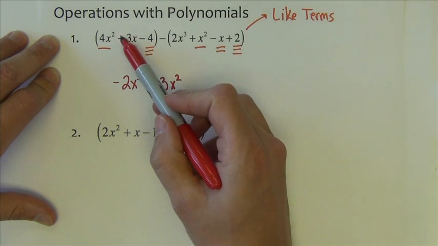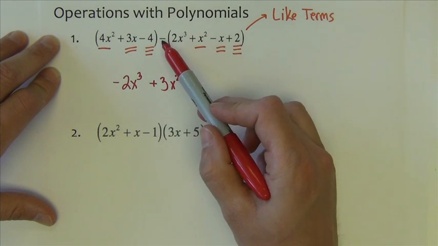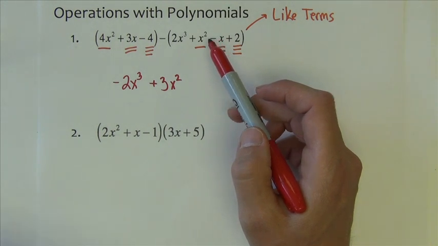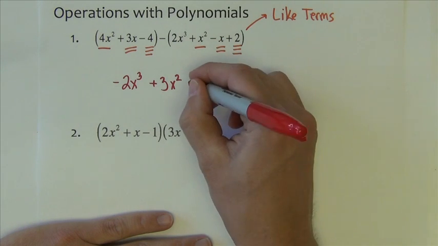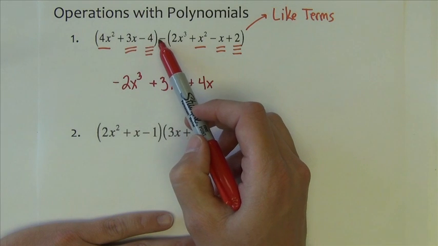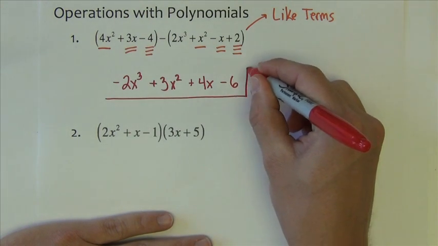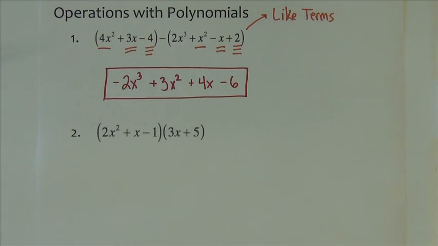Now I'm going to look at the x's. I've got 3x over here, I'm going to take away negative x. Taking away a negative, as we all know, is the same as adding. So 3x minus negative x turns into 4x. And then now the real numbers, I've got negative 4, take away 2 is negative 6. And that's it. Typically we can do these like term problems in one step. If we identify the like terms, then we just combine them, and it's that easy.